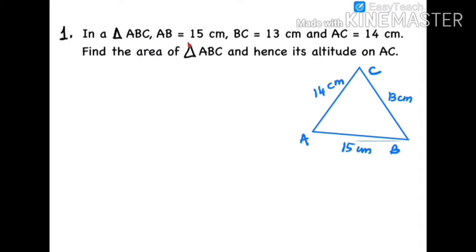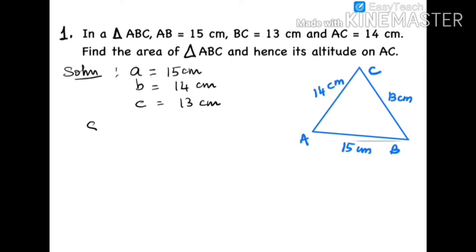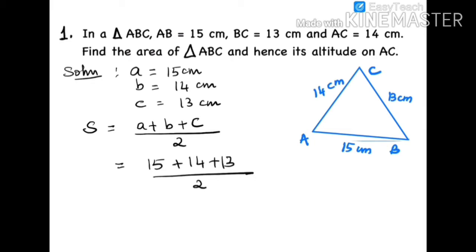Since 3 sides of this triangle are given, we can find the area of this triangle using Heron's formula. So the first step is to find the semi-perimeter, which is A plus B plus C divided by 2, that is equal to 15 plus 14 plus 13 divided by 2, that is 42 on 2 equal to 21 centimeters.